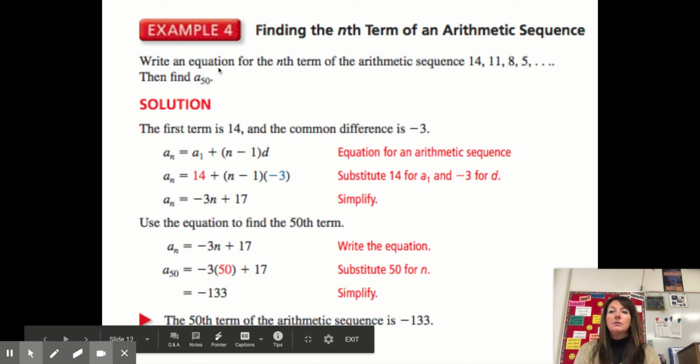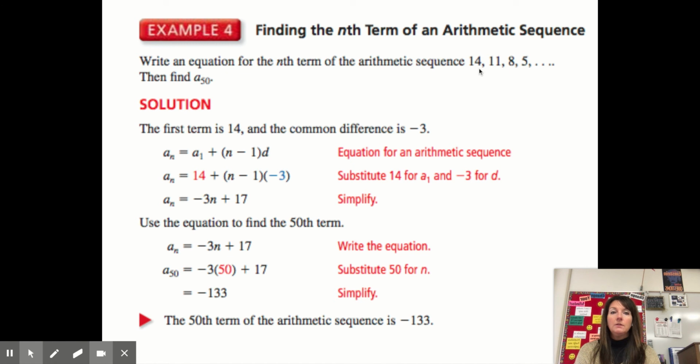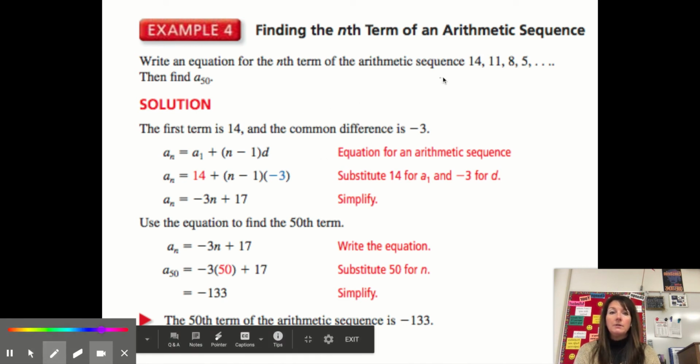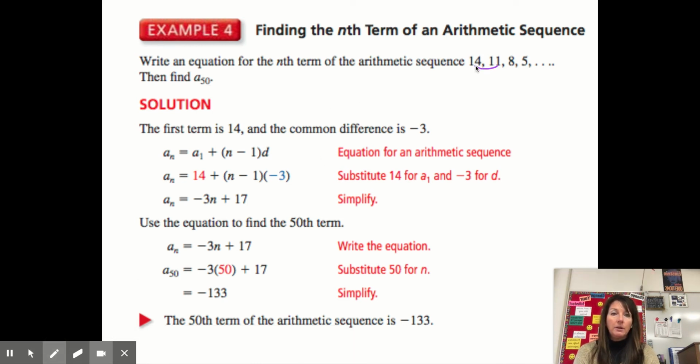All right, so we're going to write an equation for the nth term of this sequence, 14, 11, 8, and 5. Then we're going to find A sub 50. So when we examine the common difference, we're looking at how does this change from here to here? Well, it's subtracting 3. How does it change from 11 to 8? Minus 3, and 8 to 5, minus 3. That's how we get the common difference.